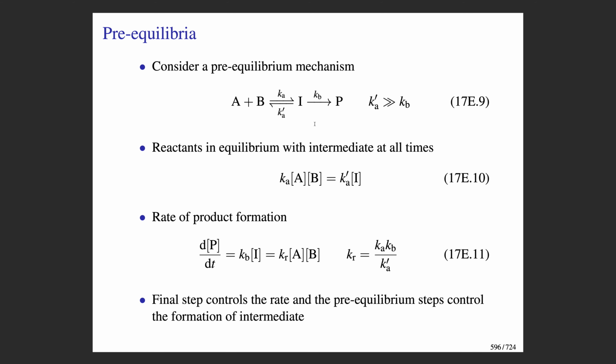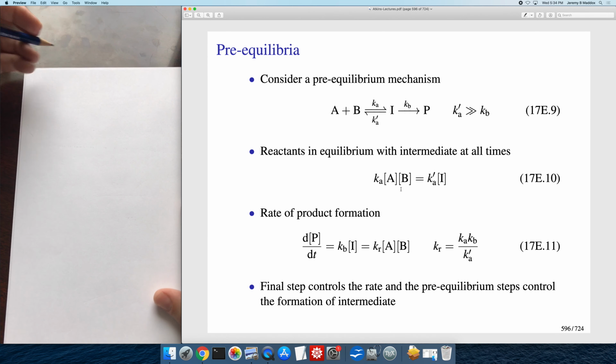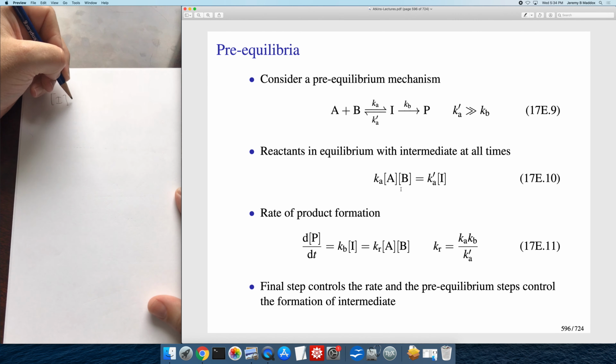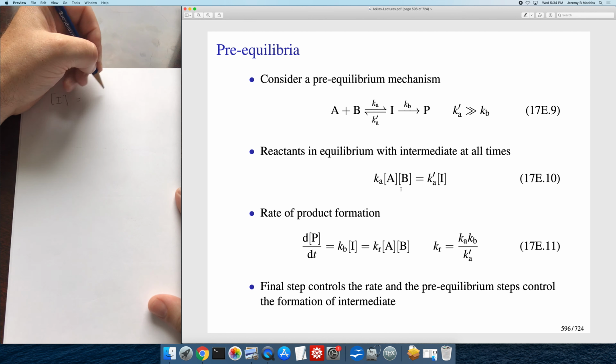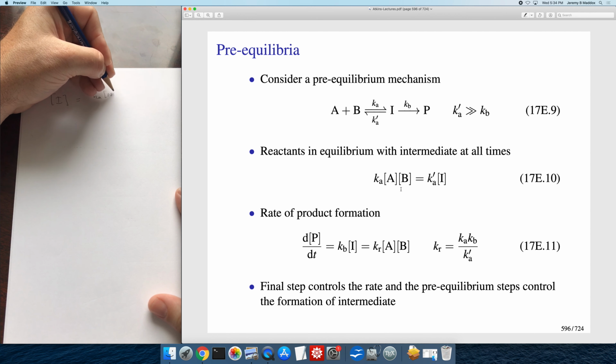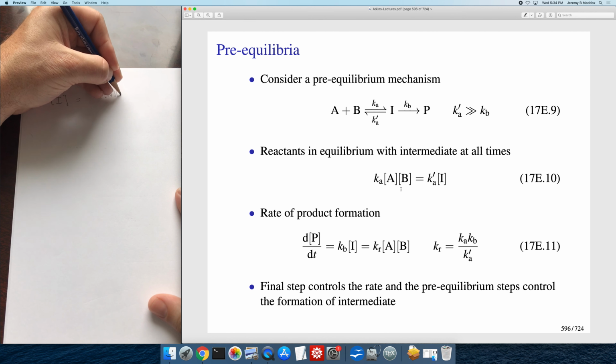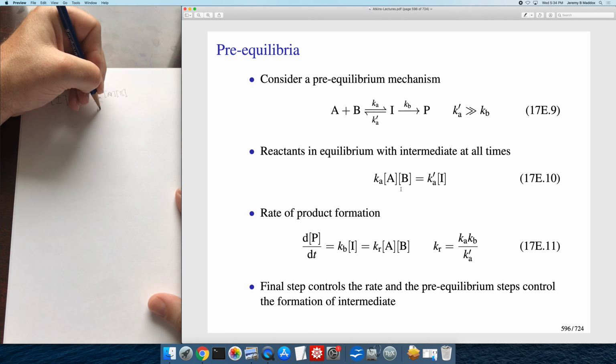In this case, since there's an equilibrium between the reactants and the intermediate, what you can do is set the forward rate equal to the reverse rate, and then solve for the intermediate concentration. Okay, so in this case, it would give you [I] equals Ka [A][B] over Ka prime.